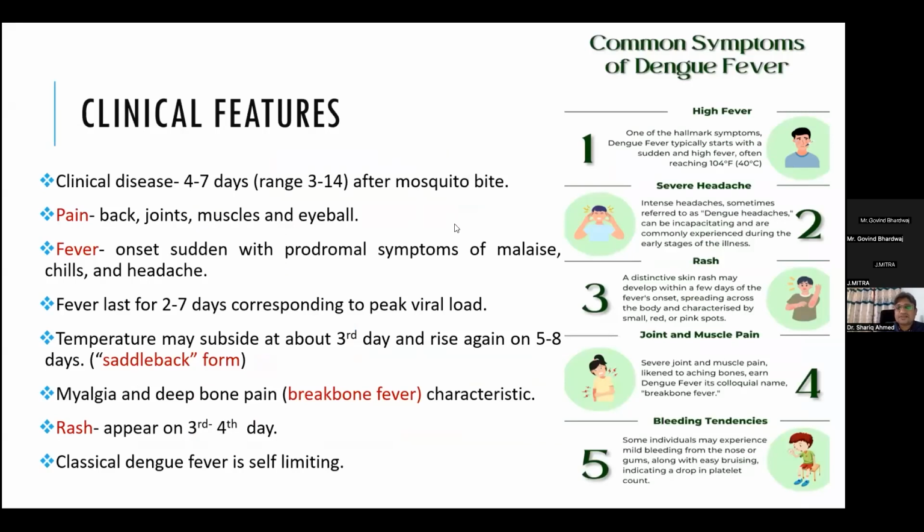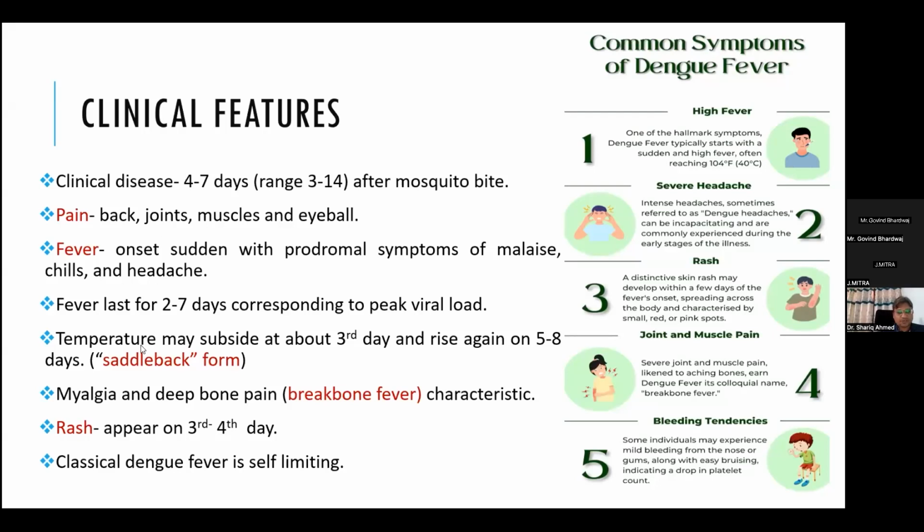These clinical features which are discussed define dengue fever. If the clinical disease does not proceed to dengue hemorrhagic fever or dengue shock syndrome, in 4 to 7 days it gets resolved by itself by the body. And there are features which occur in dengue.